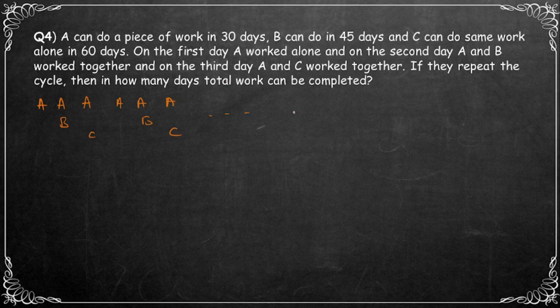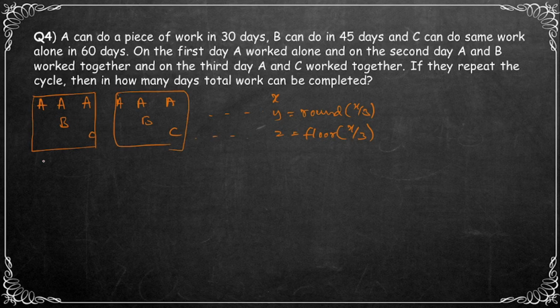Now, if you do it through the complicated way, X days, Y days and Z days, we get Y as round of X by 3 and Z as floor of X by 3. You can do it in that way, or we can follow the easier way, which is pattern recognition. So this pattern is getting repeated, right? So in one pattern, the amount of work done is A working for 3 days, B working for 1 day, and C working for 1 day, which is nothing but W by 30 into 3 plus W by 45 plus W by 60.